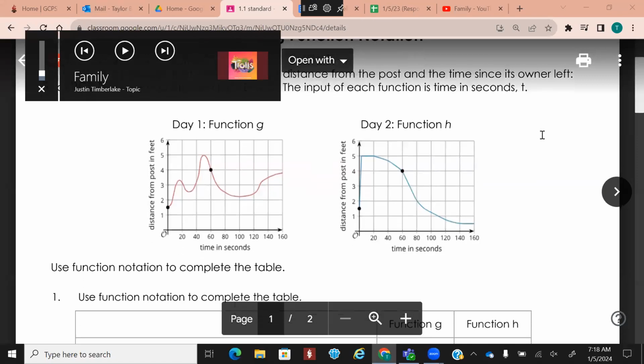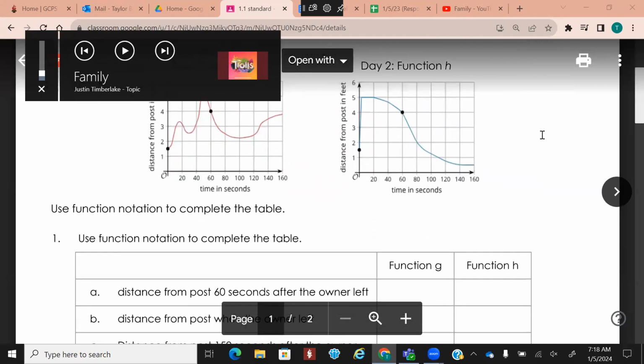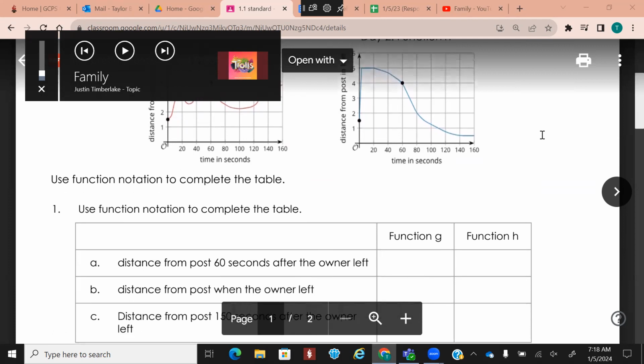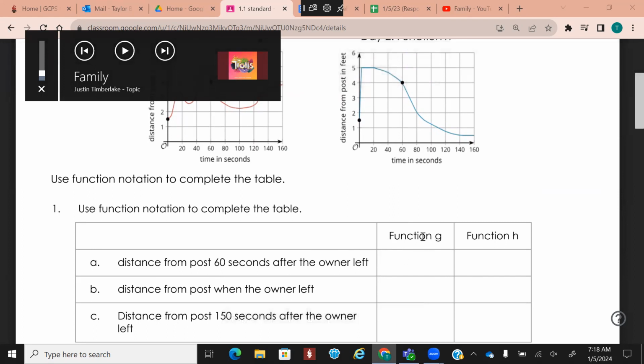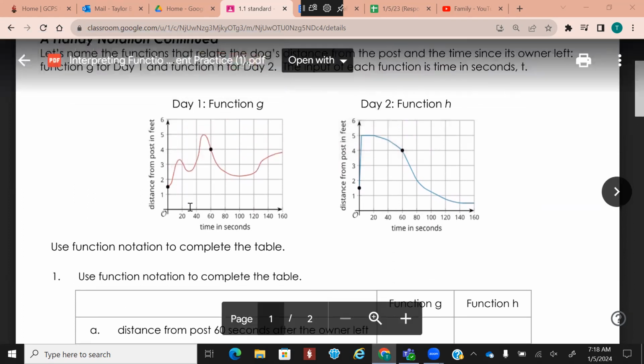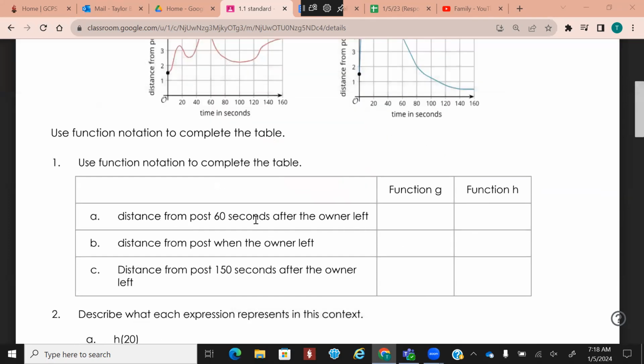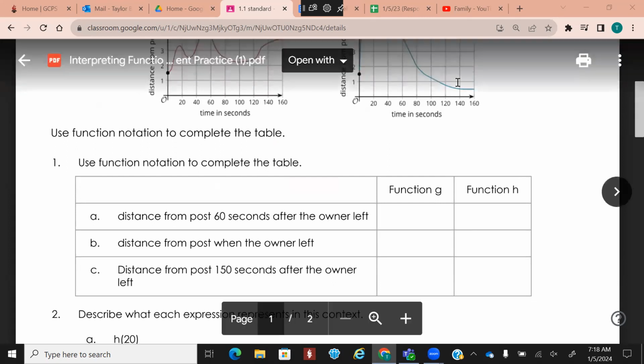Okay, so just kind of reviewing what we did yesterday, we talked about function notation. If we were going to write out the function notation for these, it's just talking about function g. So function g is this guy over here, and function h is this guy over here. If I were to say distance from post 60 seconds after the owner left, what's the shorthand version of that? What would we write as mathematicians? We would say g of what? 60. Okay, it's not a trick question.